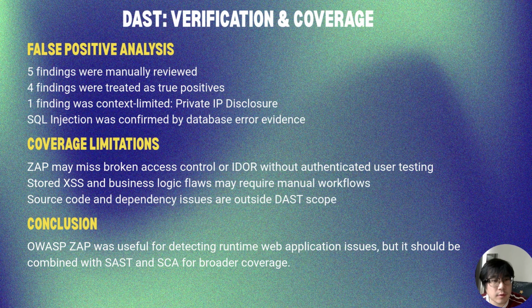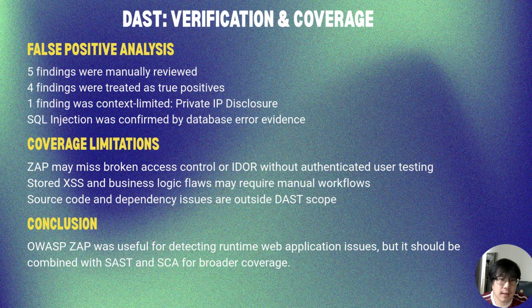For the false positive analysis, I manually checked the 5 selected findings. I reviewed the request, response, status code, headers, and evidence in the ZAP report. Among these findings, 4 were true positives. One finding, private IP disclosure, was context limited because it came from the local Docker environment.